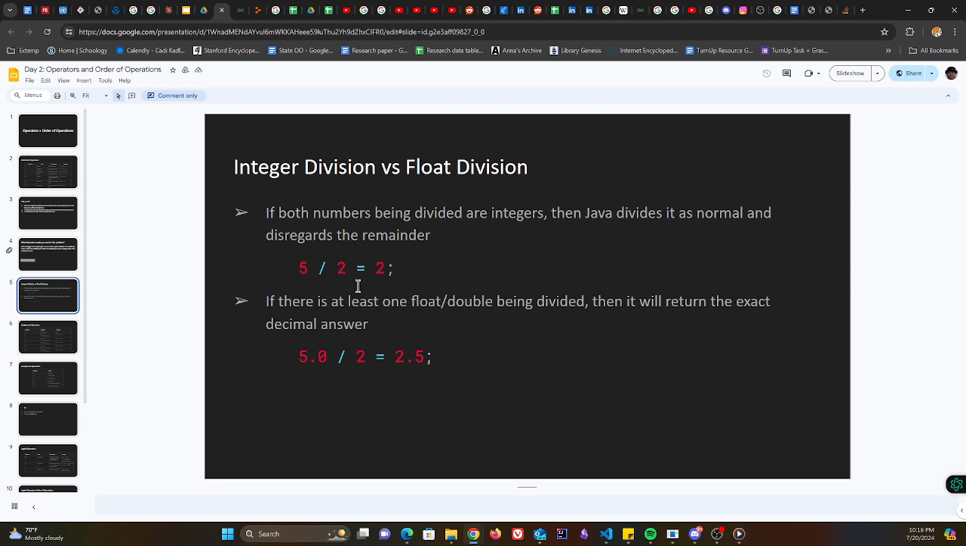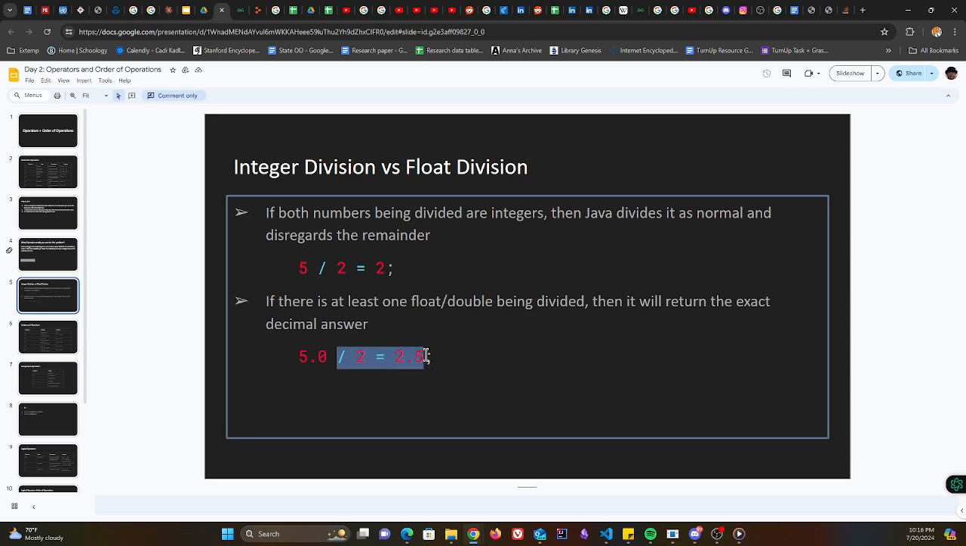So we have 5 divided by 2, which, as stated down here, equals 2.5. But since they're integers, it automatically rounds down to 2. It doesn't matter if it results in 2.99999, it'll still round down to 2. It disregards the remainder because you're dividing two integers.